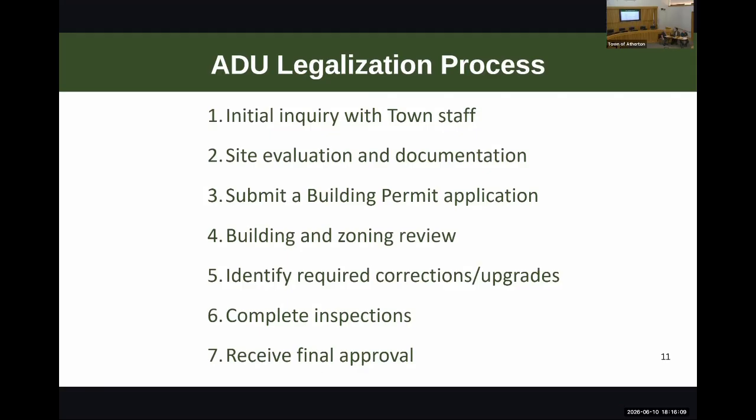Then you'll come to the building counter and submit a building permit application. It will go through both building and zoning review, which is the planning review, to see if it meets the bare bones requirements for planning as far as setbacks are concerned and height limits and so forth. You'll identify required corrections and upgrades, and we will do that both at a site visit and through the plan check process. Those will get worked out, and it might be 2 or 3 review cycles.